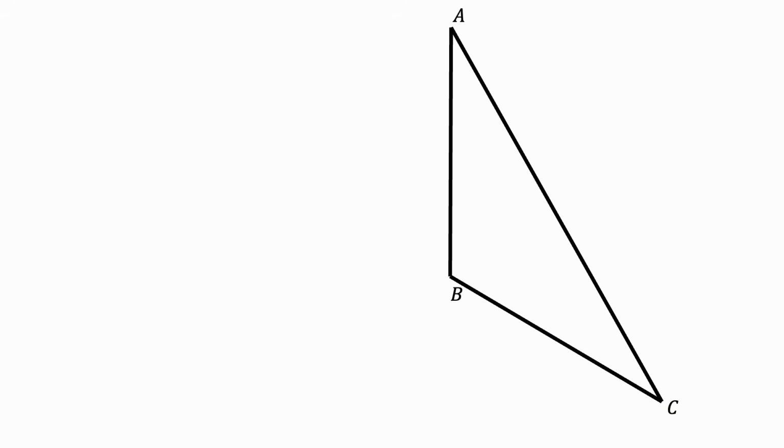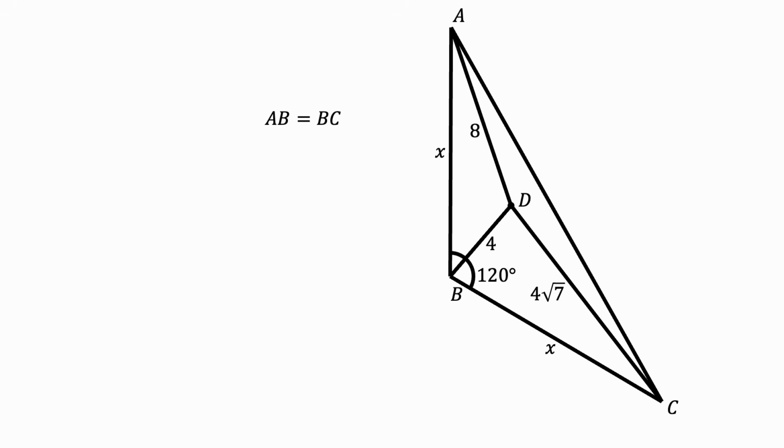In this video, we want to solve the following problem. Triangle ABC is isosceles with AB equals BC and a vertex angle of 120 degrees. Let AB equals BC equals x. Point D lies inside the triangle with AD equals 8, BD equals 4, and CD equals 4 square root 7. The goal is to find x.